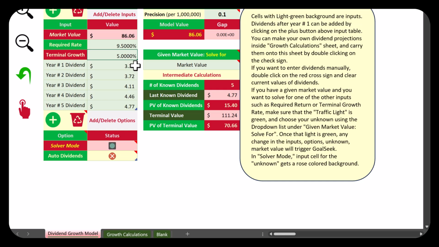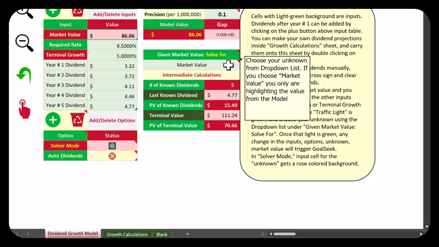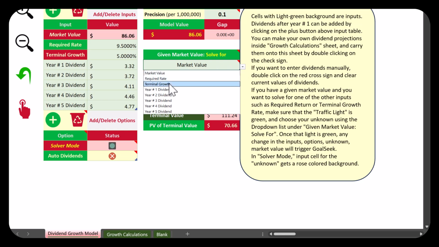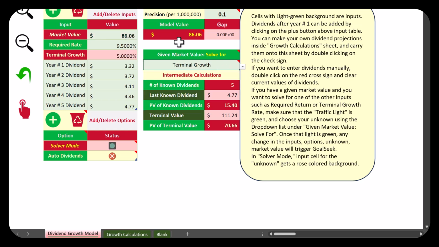So these projections basically say Microsoft should be worth $86. Now, Microsoft is trading around $400. So what I'm going to do is change the unknown to terminal growth. Right now, these two are equal, so Solver doesn't do anything. Now my market value becomes an input. Enter $400.